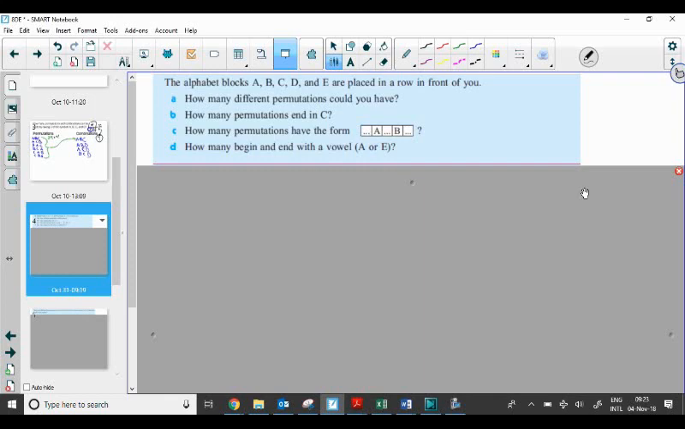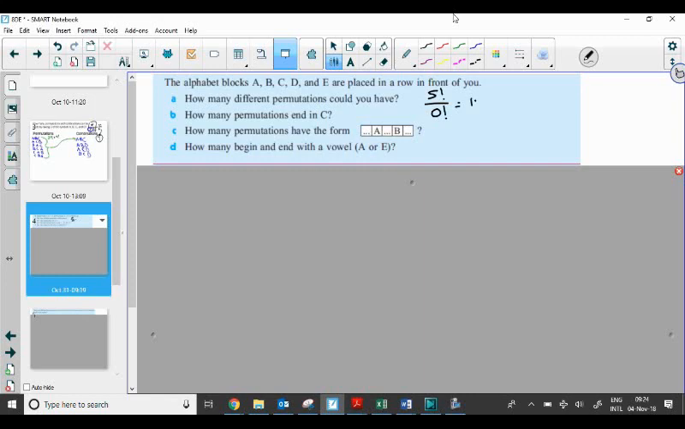Okay, looking at a slightly more complicated example, because it's pretty rare we're going to only have 4 objects to be dealing with. We have 5 letters here, A, B, C, D, and E, blocks placed in a row. How many different permutations could we have? So this is very nice. The problem is using the word permutations, so we don't even have to think about which formula to use. We could use the formula that we saw earlier. So there are 5 objects, and we're going to divide by n minus r factorial. In this case, n and r are both 5 because I'm picking all 5 of the objects. So that's divided by 0 factorial, which is equal to 1.